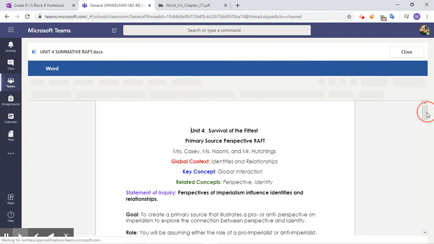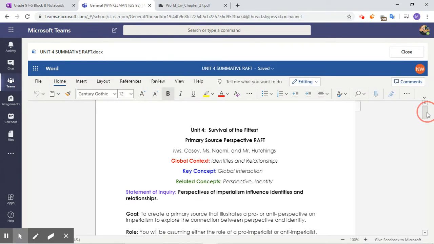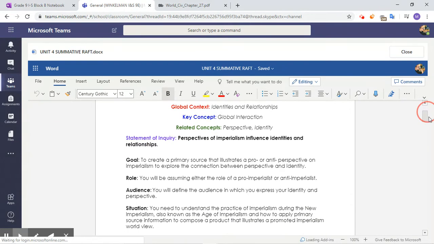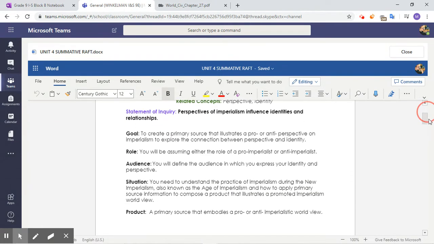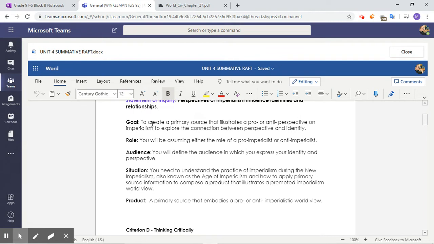All right. So survival of the fittest. Primary source draft, right? Goal. What are you going to do? You're going to create a primary source that illustrates a pro or anti perspective on imperialism. So you're going to make a source that shows you're for imperialism or against it. You will be assuming either the role of a pro-imperialist or anti-imperialist. So you decide who you're going to be. Now, obviously, this person will be for imperialism or against it.